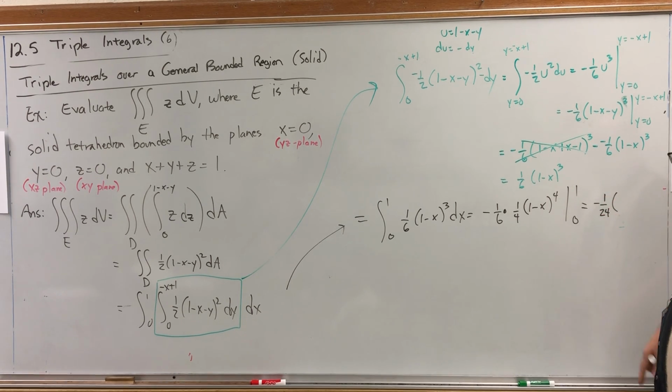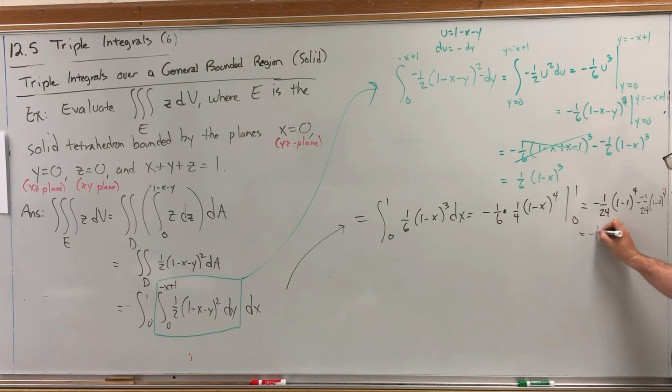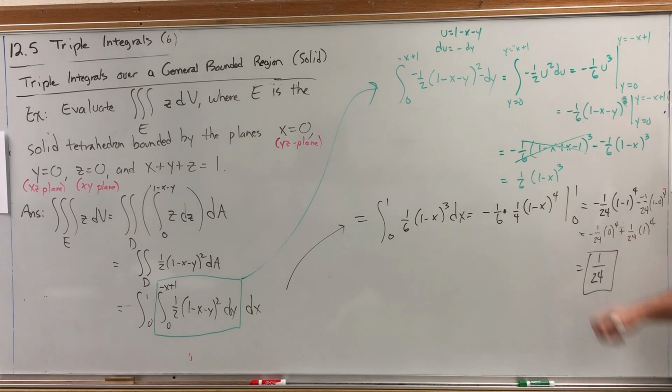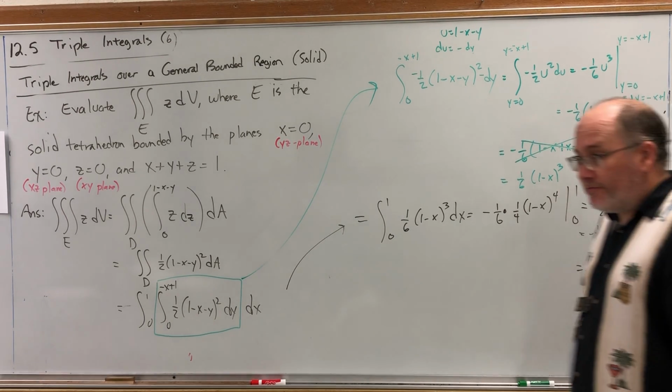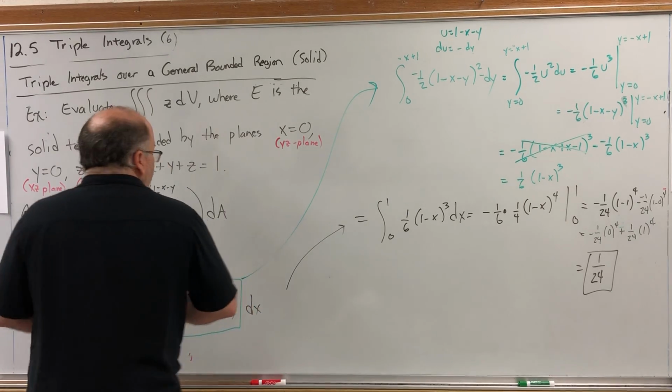-1/24 times, substitute 1 minus 1 to the fourth, that's convenient, minus -1/24, substitute 0, 1 minus 0 to the fourth. So we get -1/24, 0 to the fourth, plus 1/24, 1 to the fourth. First part disappears, second part is just 1/24. Piece of cake.